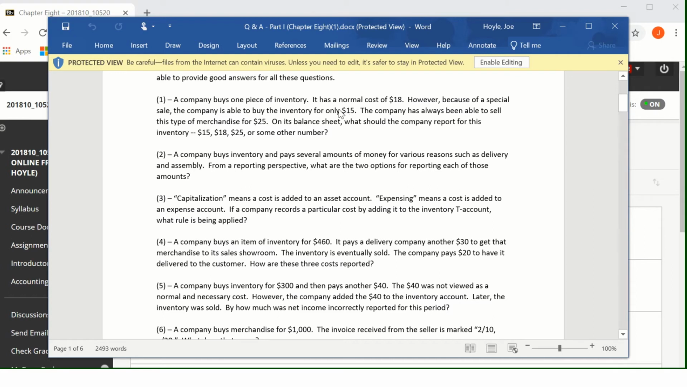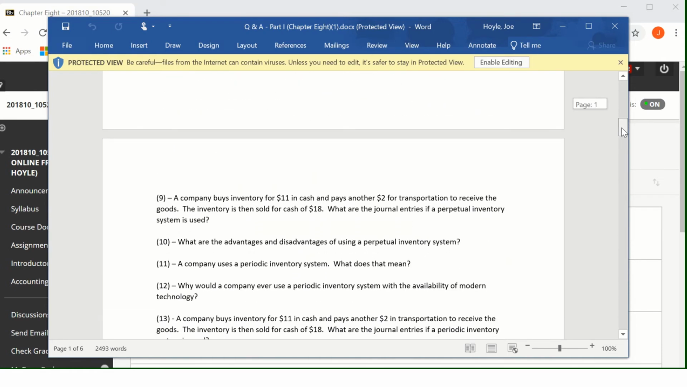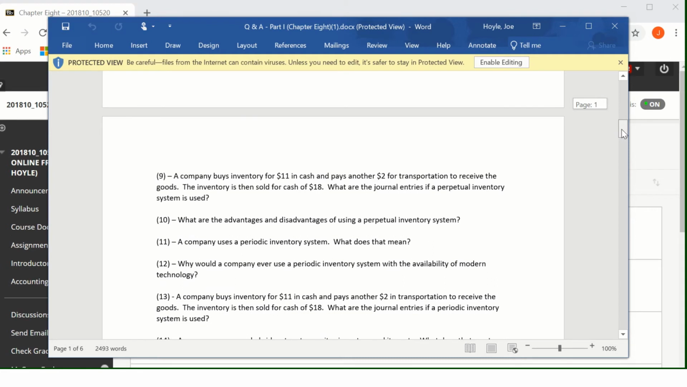For example, a company buys one piece of inventory. It has a normal cost of $18 and more information there. But at the end of that there's a question mark. I would like to know what the answer is. Question 2, a company buys inventory, and so on, and there's a question mark. And you go down through here. These are the essential questions. If you can answer these questions, heck, there's no reason you can't make an A. And you go down, I sat down one day and I timed out what do students really need to know.